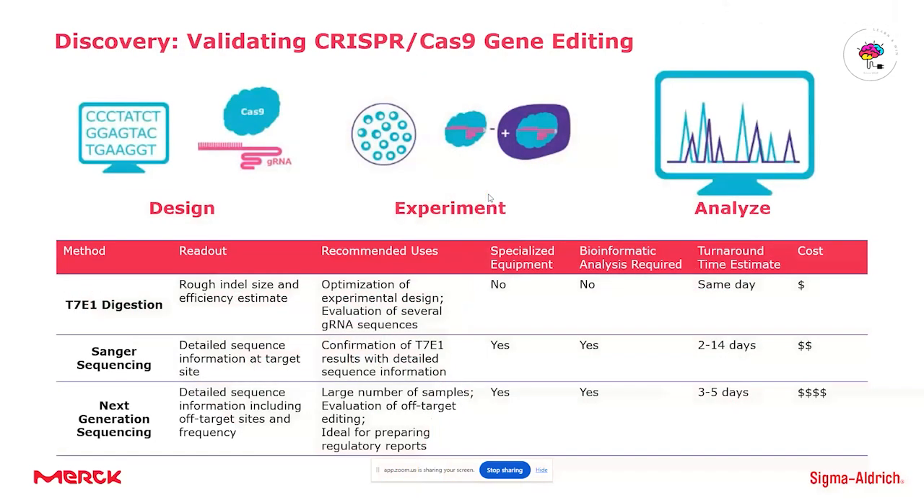So here, for validating the CRISPR, just to give you a brief overview about what can be done. You have the very basic stuff like the T7E1 digestion. It's a very cost-effective technique, and it will always be used as a first step before moving into another step like Sanger sequencing or next generation sequencing, which can take from 2 to 14 days for Sanger sequencing to give you a result, and 3 to 5 days for the next generation sequencing.